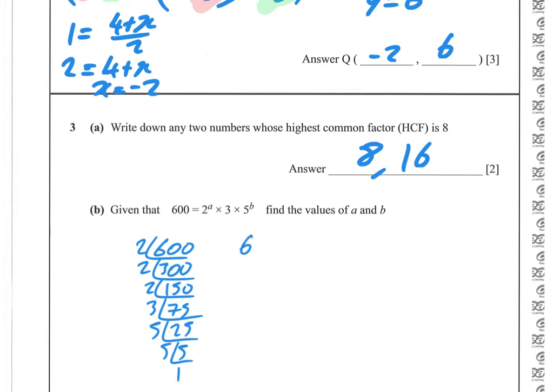So we've found out that 600 is 2 times 2 times 2, so that's 2 cubed, times 3 times 5 times 5, which is 5 squared. So that's your a then is equal to 3, and your b is equal to 2, and obviously you'd write that in your answer line as well.